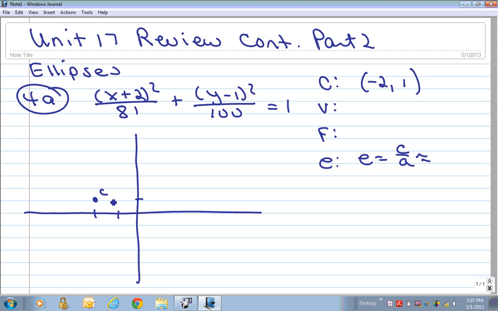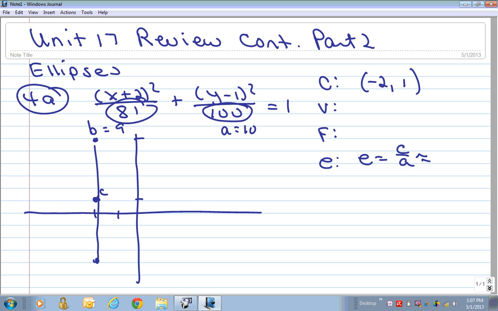Then what do we see? We see A and B squared, and we know that A is always bigger, so this is our A squared value, so A would be 10, and that makes this our B, so B would be 9, and that's important. So A is with the Y, so it's going to be up 10 and down 10 from where we are. So we're going to count up 10, and we're going to count down 10, 2, 4, 6, 8, 10. Make it look similar. And that would be our major axis of our ellipse.